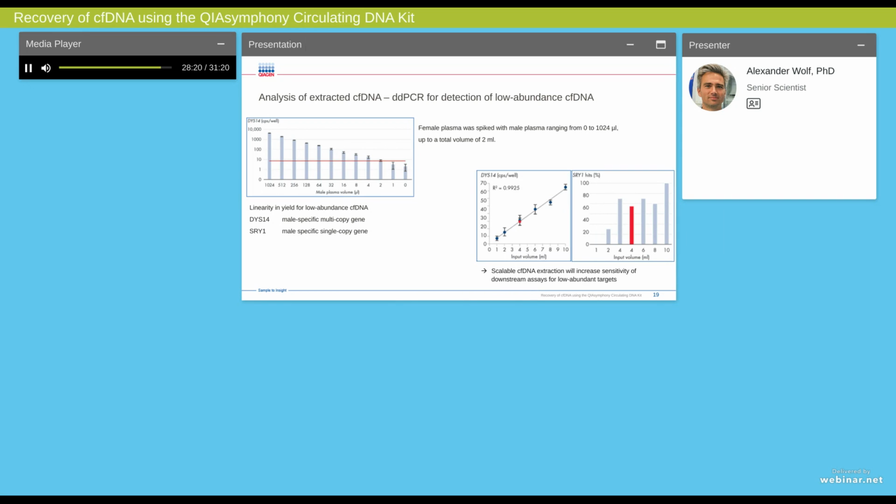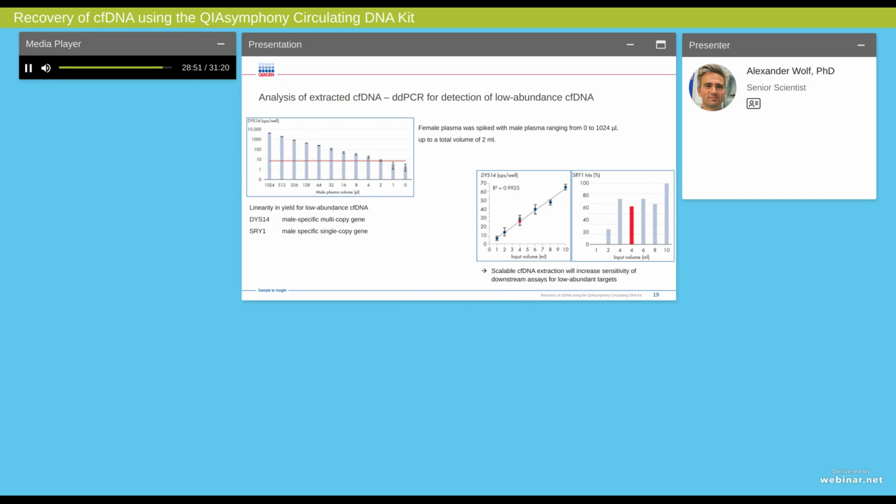To ensure a reliable detection of DIS14, female plasma was spiked with 2 times the limit of detection of DIS14 to minimize the risk of dropouts for the low plasma input volume. The left figure on the upper right side for detection of DIS14 reveals a reliable extraction at the lower limit of detection and, in addition, a linear increase in yield for the elevated input volumes up to 10 ml plasma.